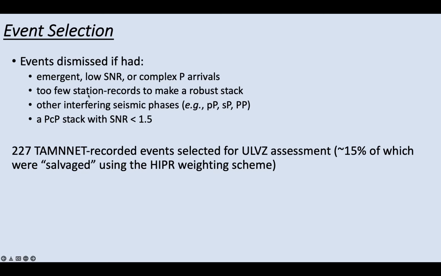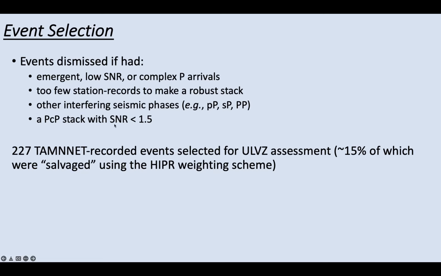If we did not have enough station records to make a robust stack, where we didn't think the stack was reliable, we decided to dismiss that event as well. In some cases, you have to worry about other interfering seismic phases, say like little pP, little sP, or PP. If those phases arrive at about the same time as, say, PCP, it makes it very difficult to tease that signal apart. And we also enforced that all of our HIPR weighted PCP stacks had to have signal to noise ratios greater than 1.5. If they didn't, again, we decided not to use them because we didn't think the signal was robust enough.